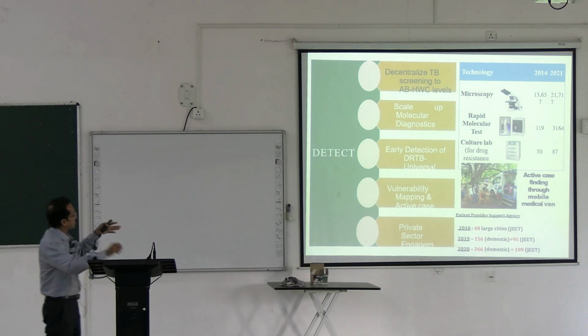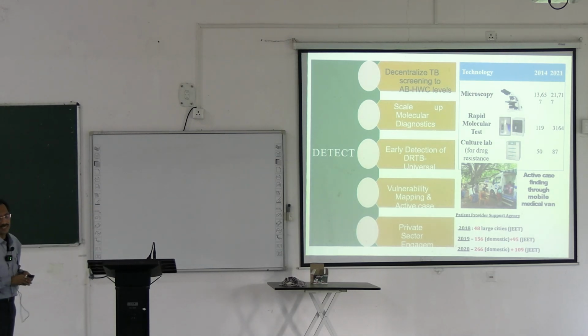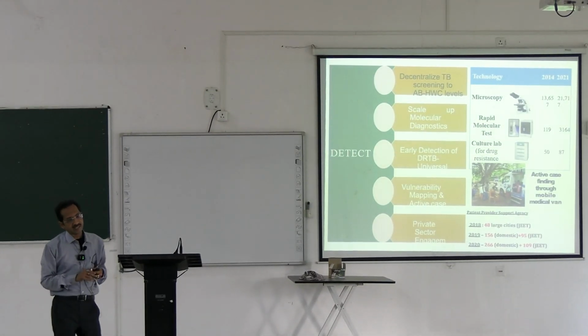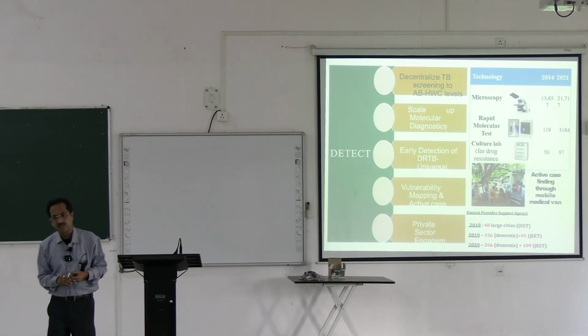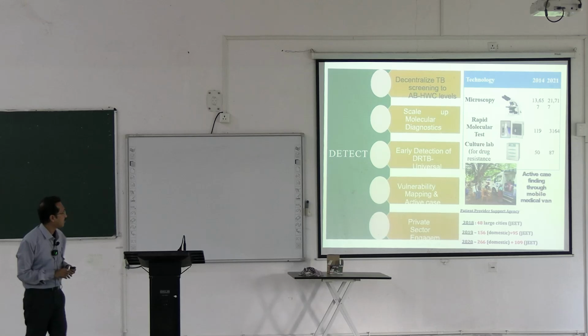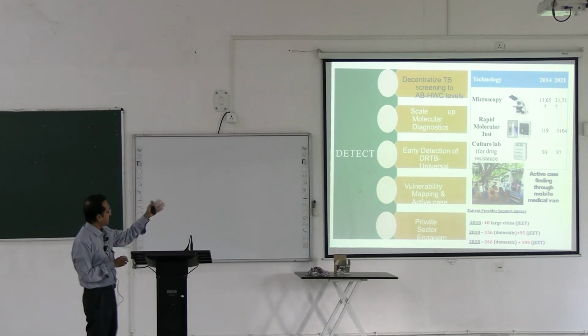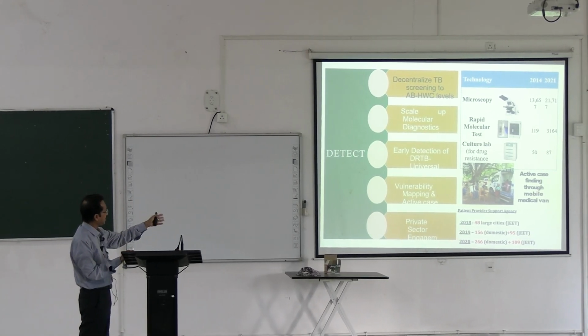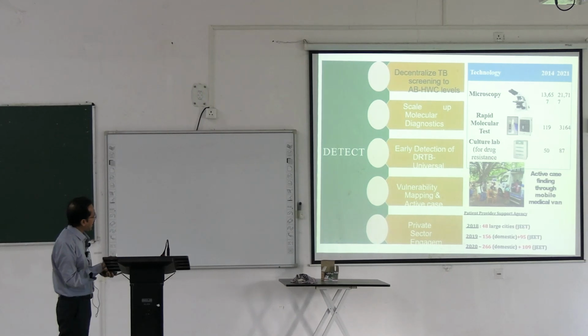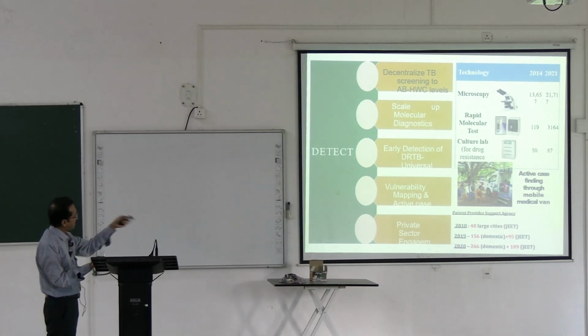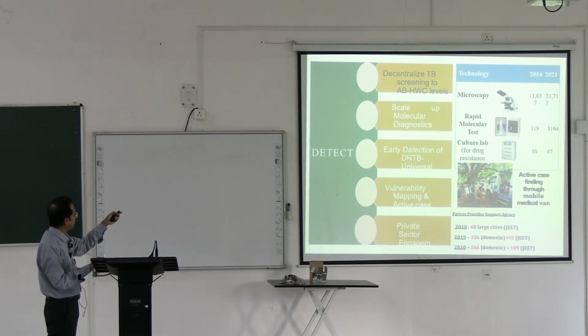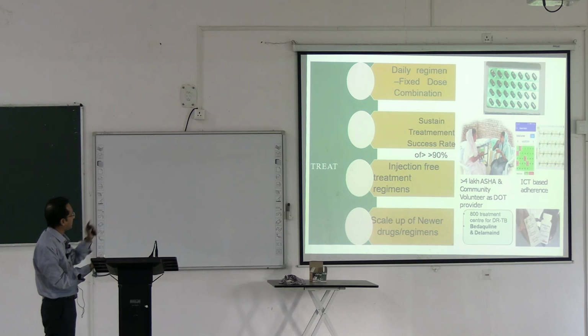So this is the diagnostic. We will come to the diagnostics in detail, but this is the NTP one-slide diagnostic. These are the tests that should be included in the tuberculosis program: microscopy, rapid molecular test, culture, and active case finding through mobile medical van has also been started. So this is the part detect and treat.